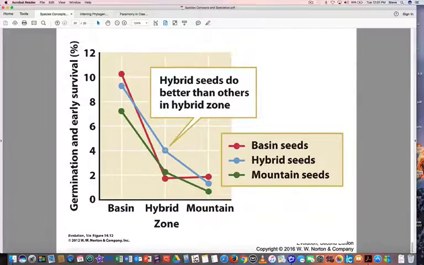So oftentimes hybridization doesn't result in speciation being denied, but in fact it can lead to the formation of new species, often in these hybrid zones and in these unique environments where you find hybrids. Okay, so this is an example of where you have a hybrid zone, hybrid superiority, and this can potentially lead to an additional species. Okay, so that'll do it for species concepts and speciation, and next I'll move on to phylogenetics.